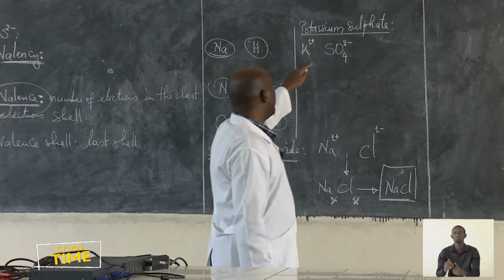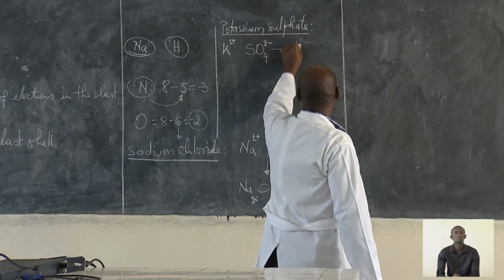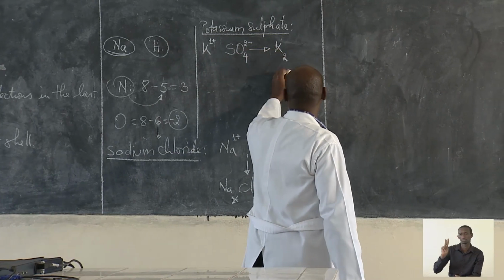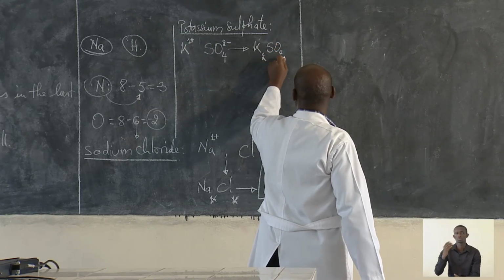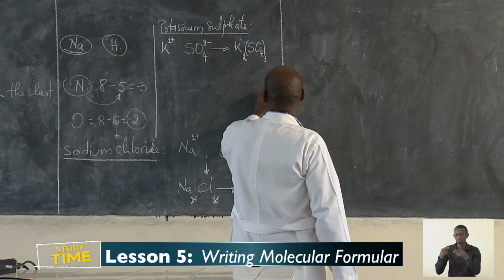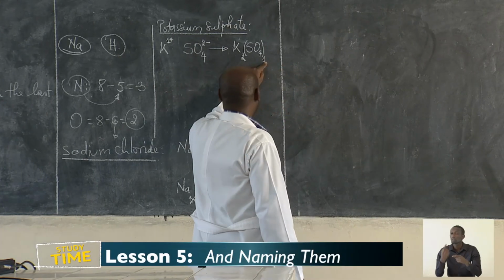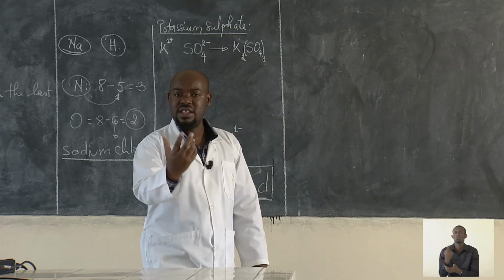Now if we interchange them, what do we get? We get this, potassium with 2 here and SO4 with 1. You have to use brackets. But the 1 here, there is no need of writing 1 because it is single. It is a single particle.